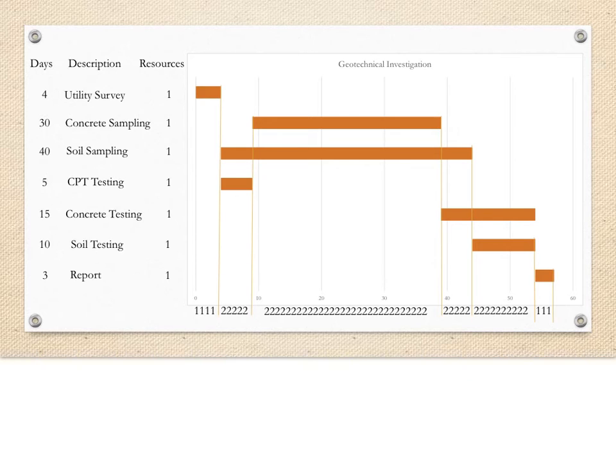Now, you see we have reduced the number of resources from 3 to 2 during these 5 days, while increasing the resources from 1 to 2 for these 5 days. Now that we have done this, we now only need 2 people to complete this project.